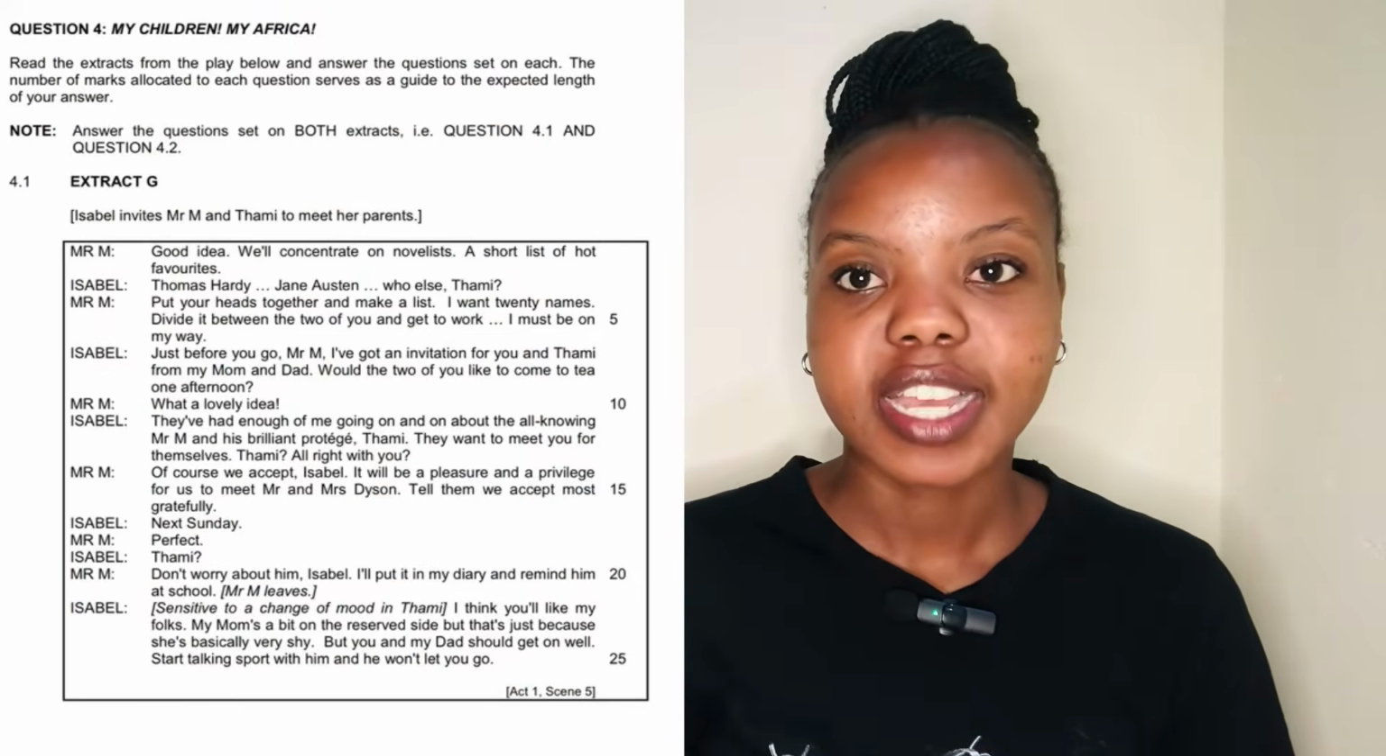This is English First Additional Language Paper 2, November 2023, just like I've said. We are going to look at question 4, which is My Children, My Africa. At this point, you know that you always find an extract, right? I have attached an extract.